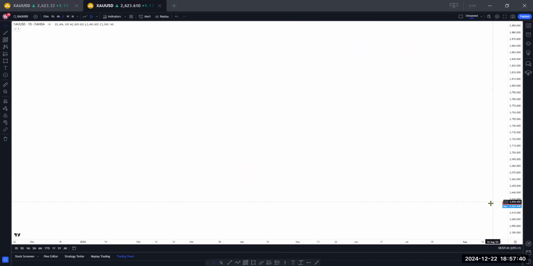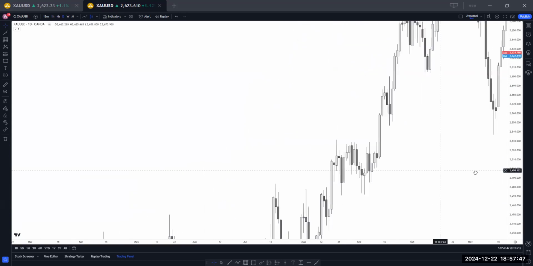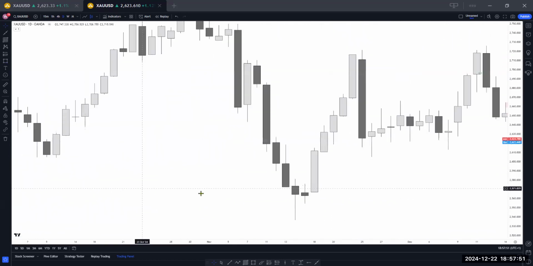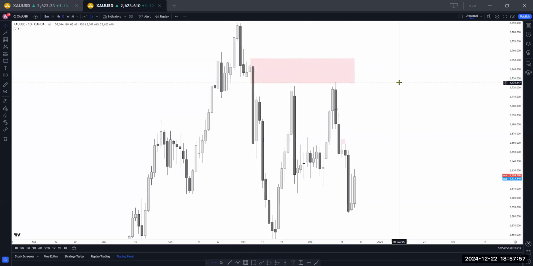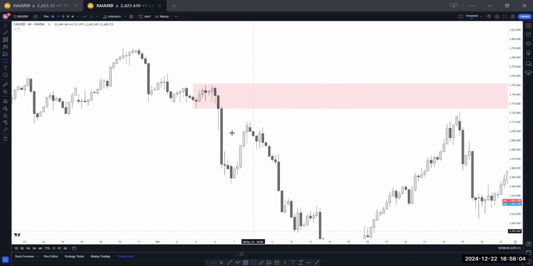So for MTF, I only do one time frame. I only refine by just one time frame. I don't go lower than one time frame. Let's take this as an example. This level, this is daily. And on the H4, this is the engulfing on the H4.